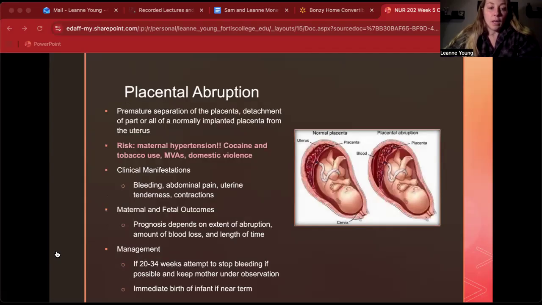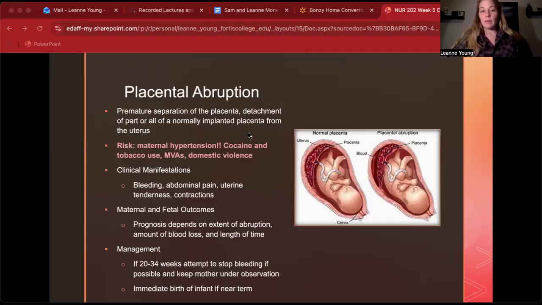The next thing we're going to talk about is the placental abruption. So, a placental abruption is the premature separation of the placenta. It's detachment of part or all of a normally implanted placenta from the uterus. So we have a picture here. We see the placenta, it's nice and snug up against that uterus. An abruption is when that placenta starts to deliver or peel away from the uterus before that baby is safely delivered. Okay? Risk, maternal hypertension.